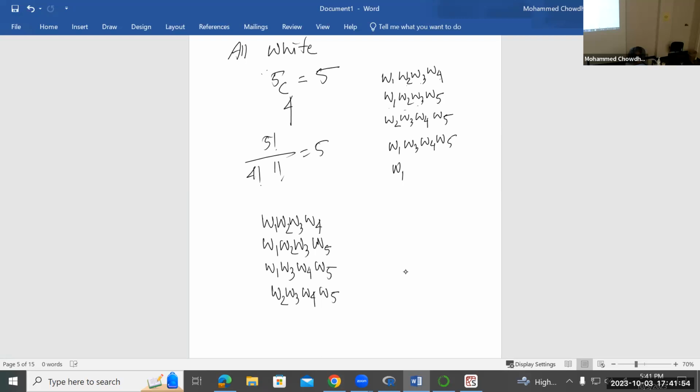How can I find another one? White 1 and then that. No, at the very last I cannot put white 1, because ordering doesn't matter. Sorry. White 1, white 4, white 5, that is not possible. White 2, white 3, white 4, white 5. All are 5 choose 4. White 1, white 2, white 4, white 5. I have to find another one. Can any one of you find this? 5 choose 4.